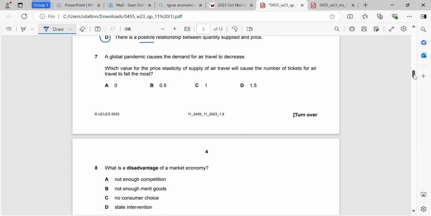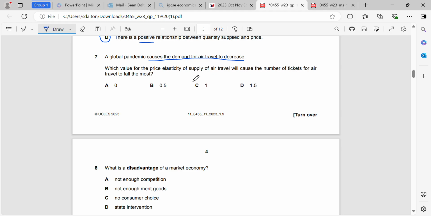A global pandemic causes the demand for air travel to decrease. What value for the price elasticity of supply of air travel will cause the number of tickets for air travel to fall by the most? Okay, so will cause the number of tickets for air travel to fall by the most. So the demand for air travel has decreased. Which value of PES will cause the number of tickets for air travel to fall the most?